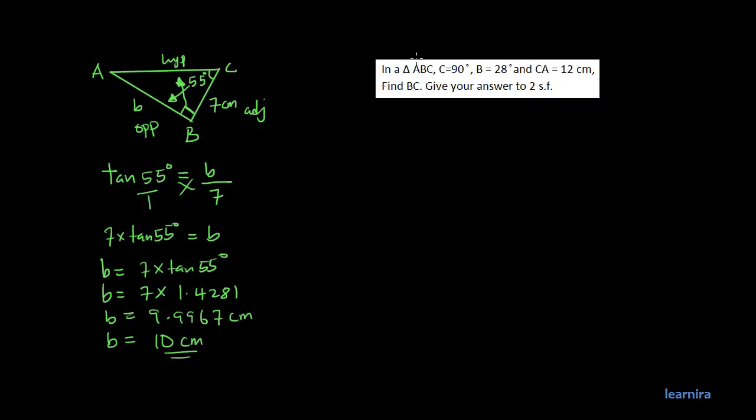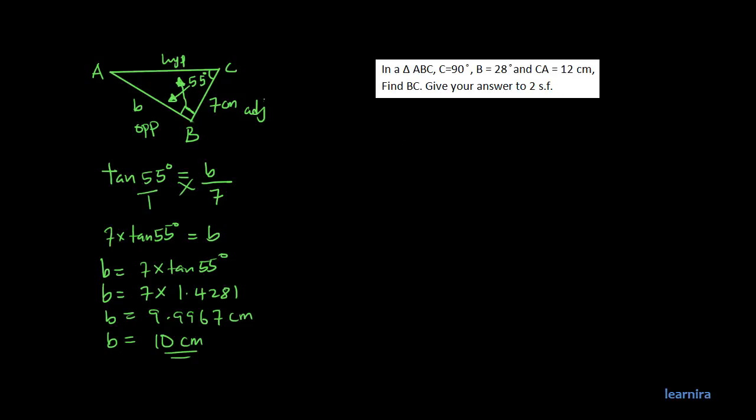Okay, let's solve this question. This says in a triangle ABC, C is 90 degrees, B is 28 degrees, and CA is 12 centimeters. Find BC. Give your answer to two significant figures.